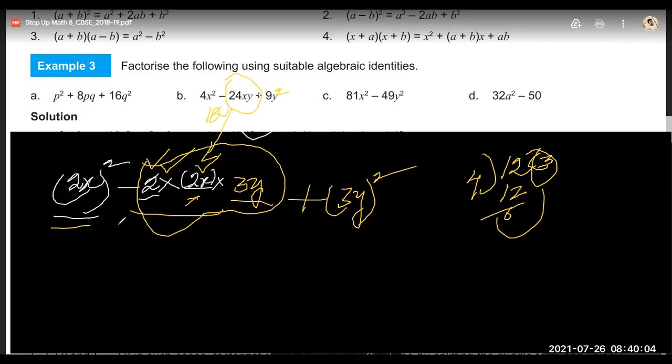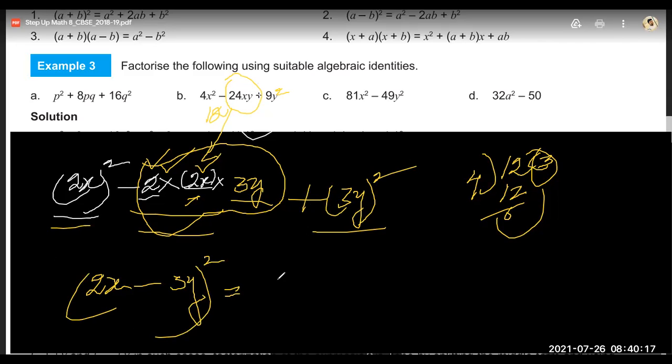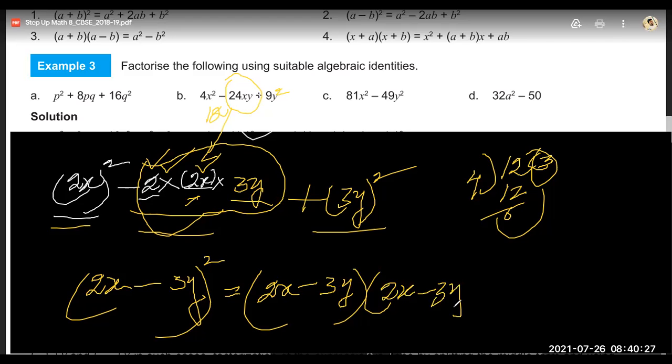Therefore, you see that it is a minus 2ab plus b square. So you can write it as (2x minus 3y) whole square, that is, 2x minus 3y into 2x minus 3y, a product of two terms. Hence it is now factorized by using the identity (a minus b) whole square. So this is using the second identity.